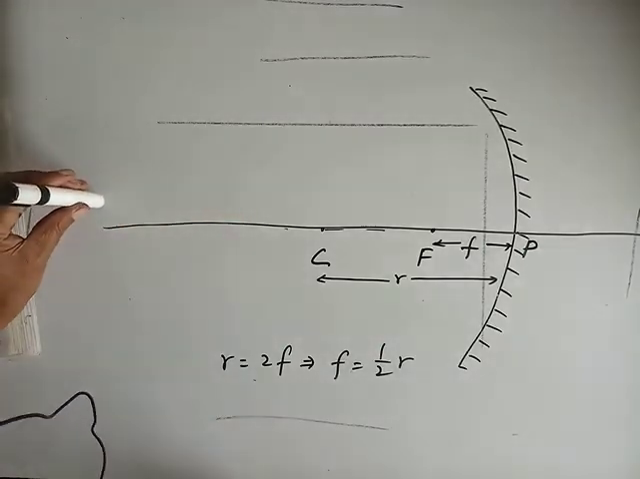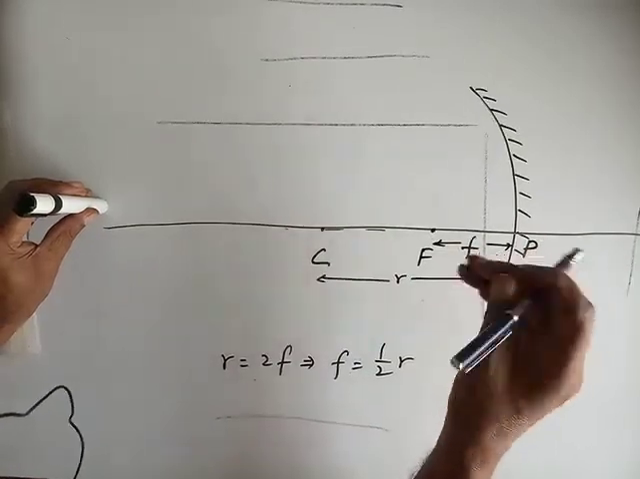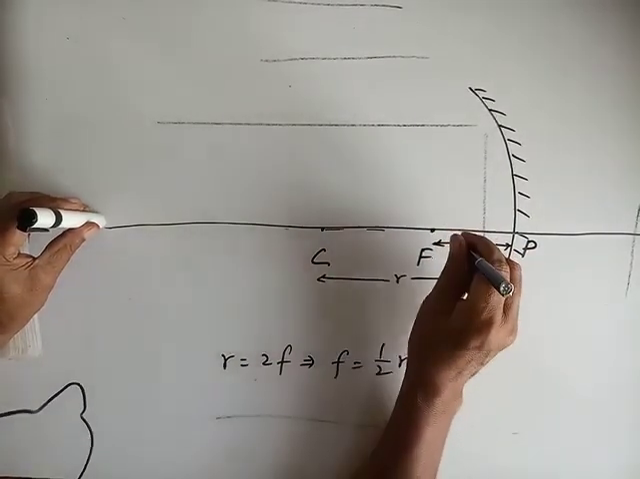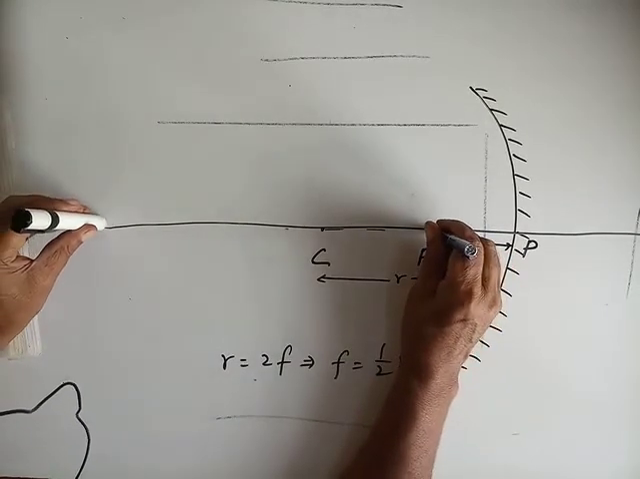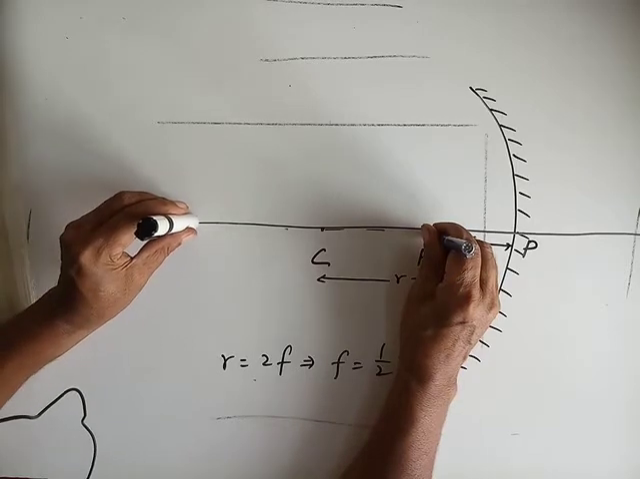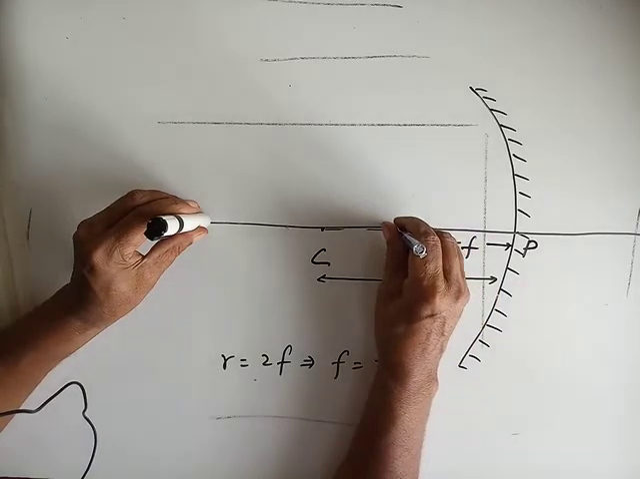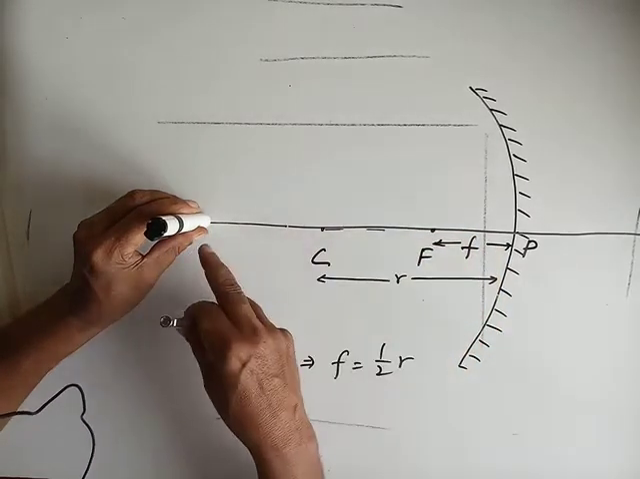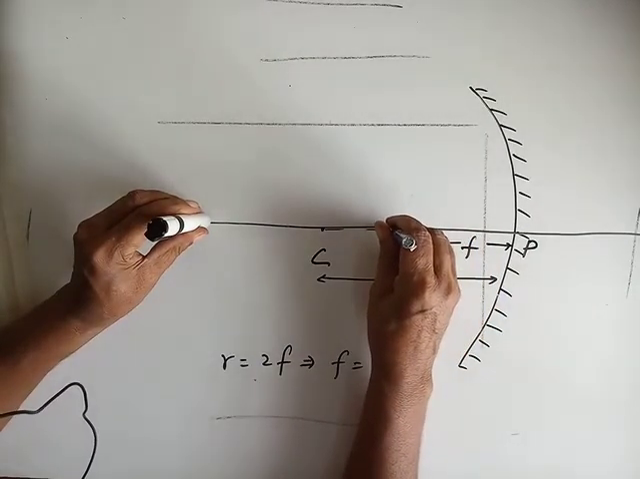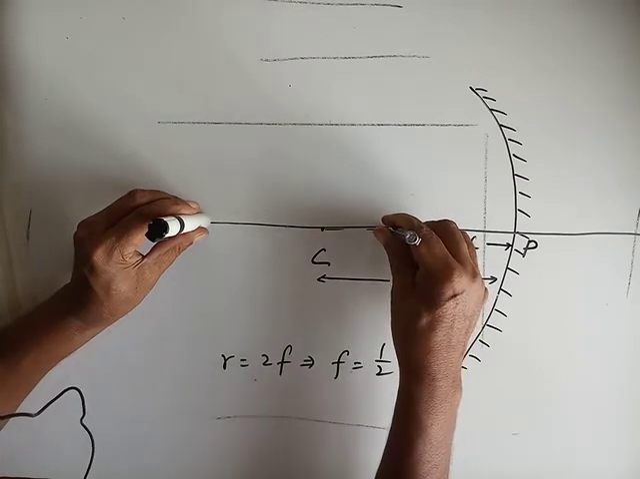When the object was at infinity, the image was here on the focus. This is the image, this is the object, so it was focused. When the object moves towards the mirror, the image will move away from the mirror like this. In this case, the image will be between F and C.